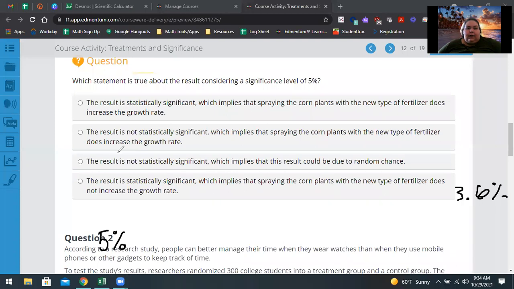So we can automatically eliminate this choice because it's not significant. This one is also not. So the question is, is it this one or this one here, because these both state that it is statistically significant. Does the fertilizer help increase growth or not increase growth? Remember, it does work, so you'll select that one down below.